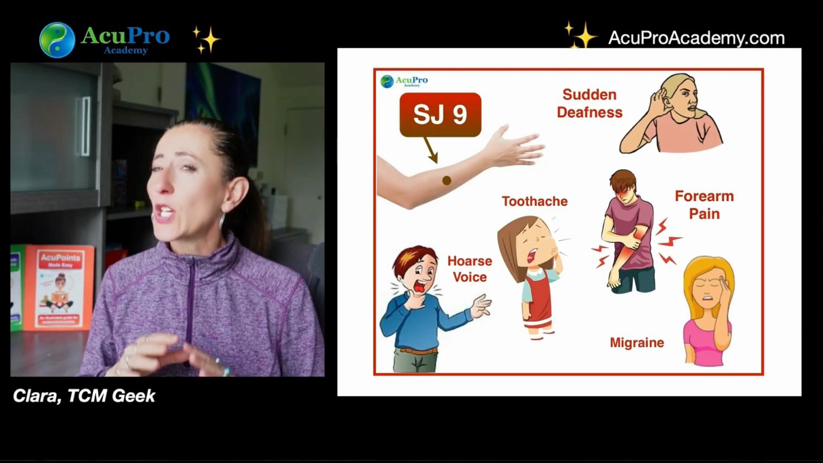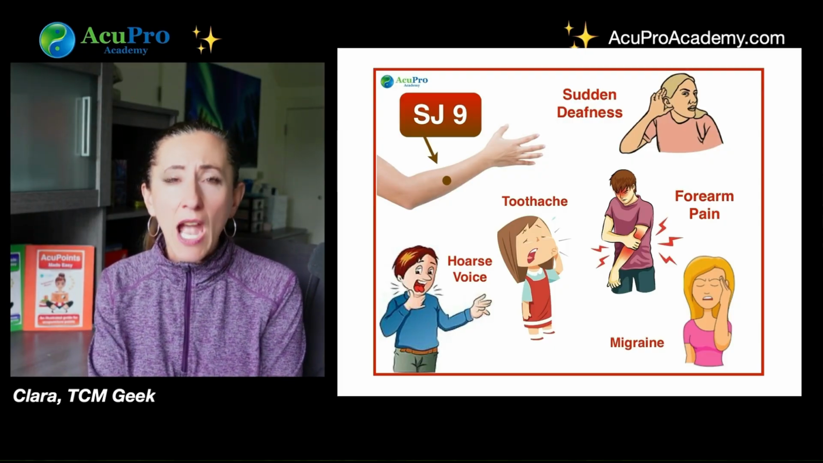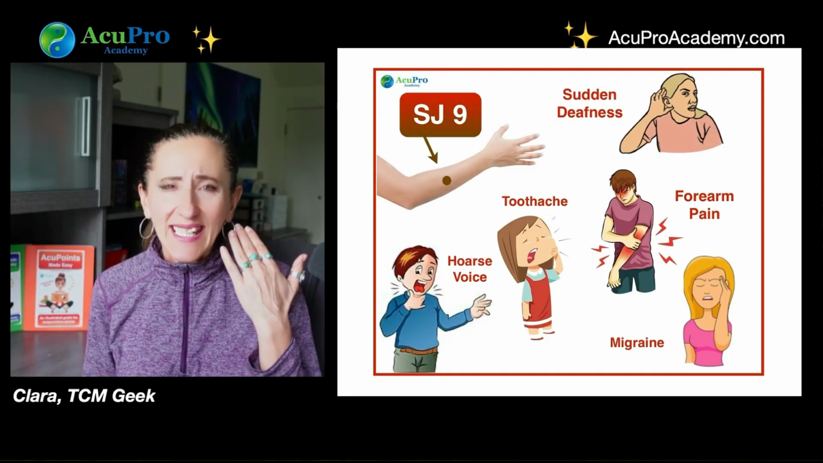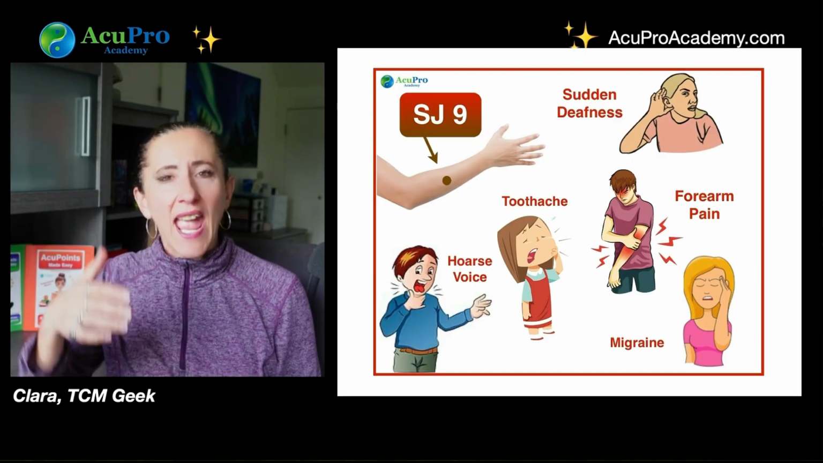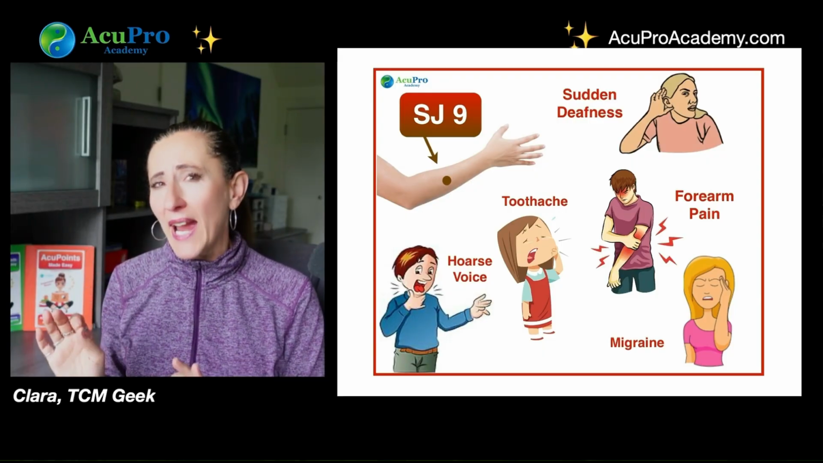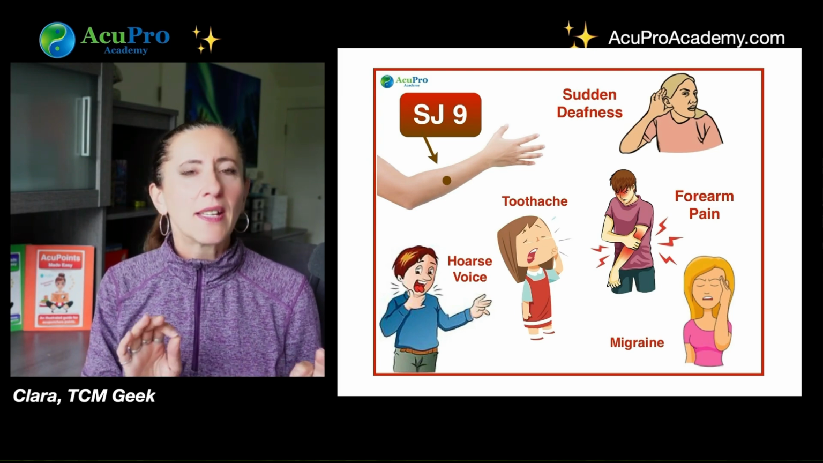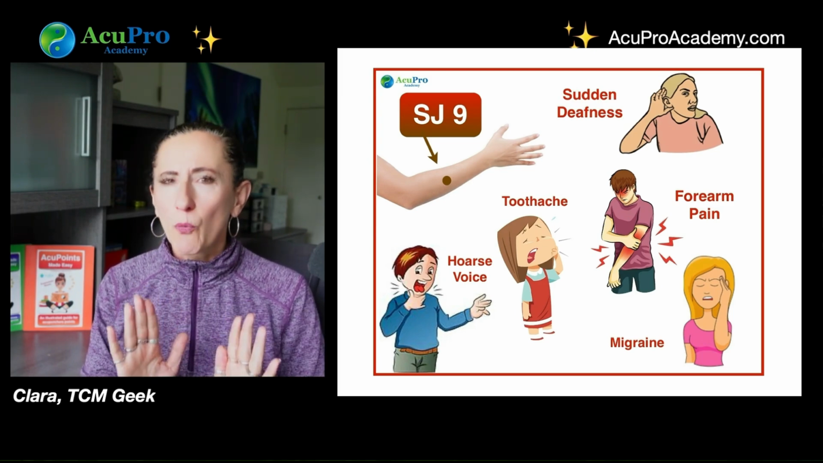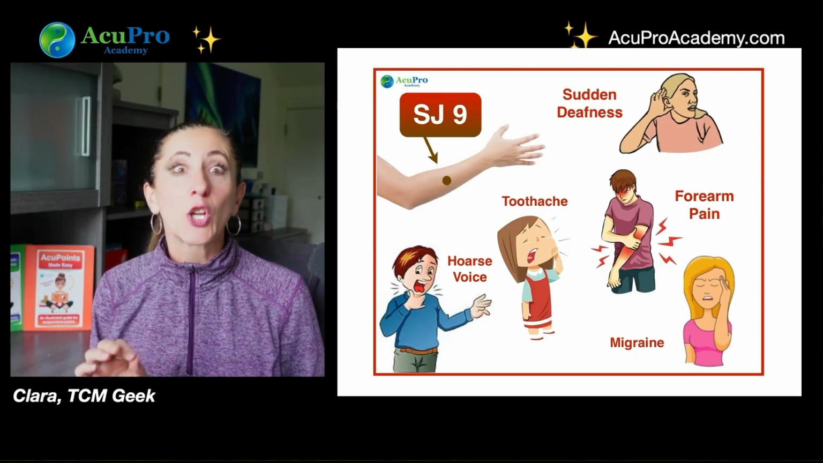San Jiao 9 is a great point for pain along the meridian, specifically around the arm area, but also any pain affecting the ear, the cheeks, or the gum, like a toothache, and the temporal area of the head, like a migraine. Specifically, if you combine with Lung 7, which is the commander point of the head and neck, it works really well. Like there's a lot of combinations we can do for headaches. This is a good pair.